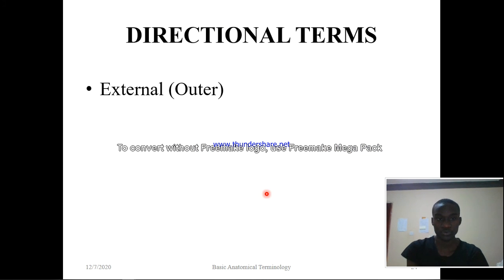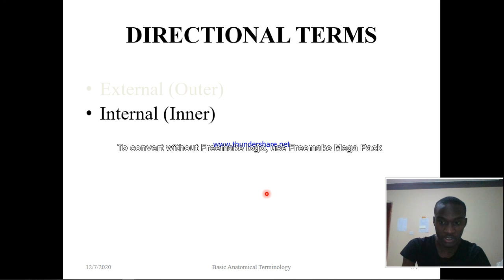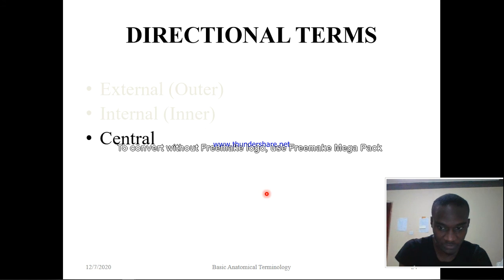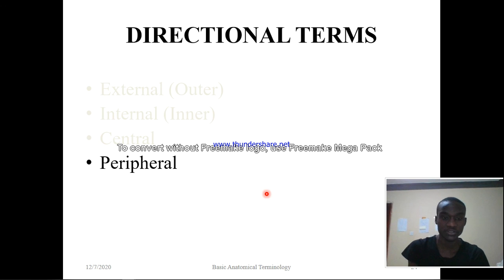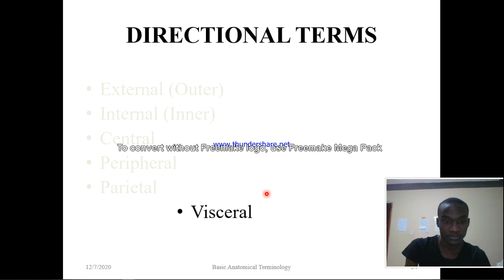Among the directional terms we have external, that is on the outer side of something. Then we have internal, the inside of something. We have central, at the center of a particular body organ. Peripheral means on the surface of a particular body organ. And then parietal, that is the outer surface of a particular body organ. And then visceral is the inside surface of a particular organ.